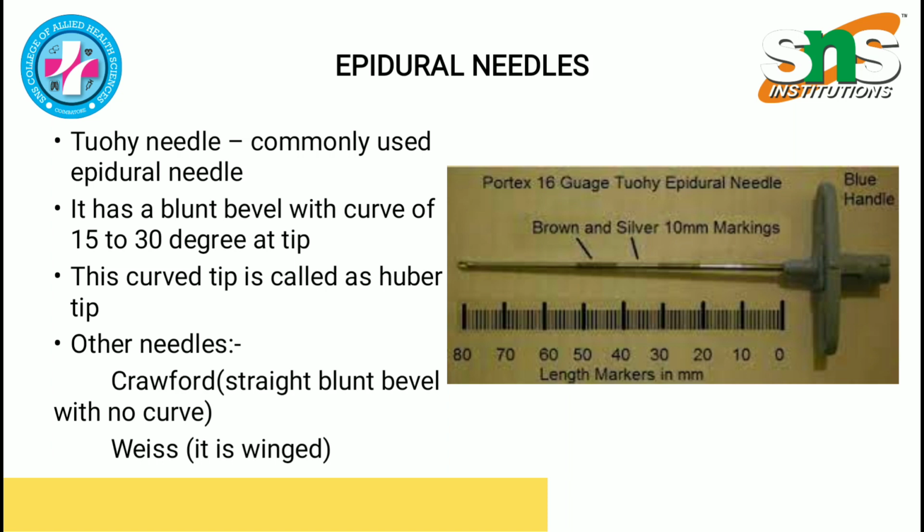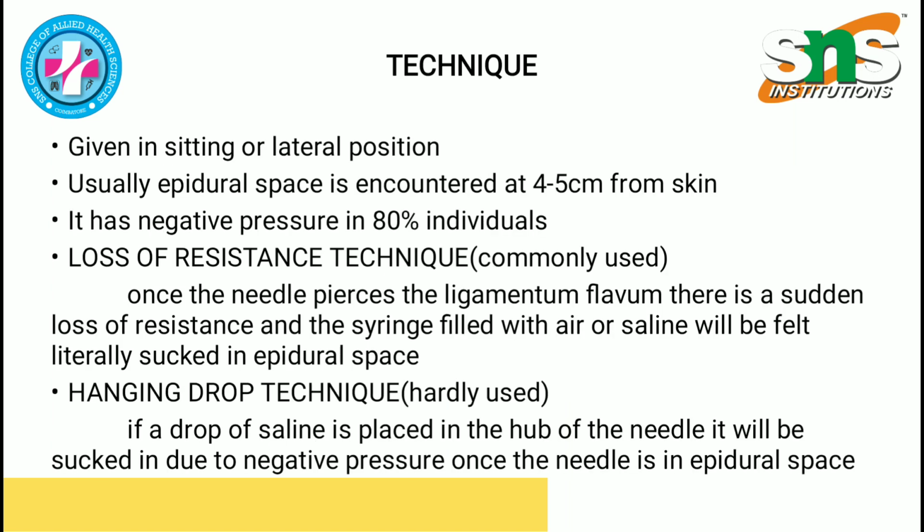Epidural needles. The most commonly used epidural needle is Tuohy needle. It has a blunt bevel with curve of 15 to 30 degree at tip. This curved tip is called as Huber tip. Other examples of epidural needles are Crawford, straight blunt bevel with no curve, and Weiss, it is winged. Technique: it is given in sitting or lateral position.